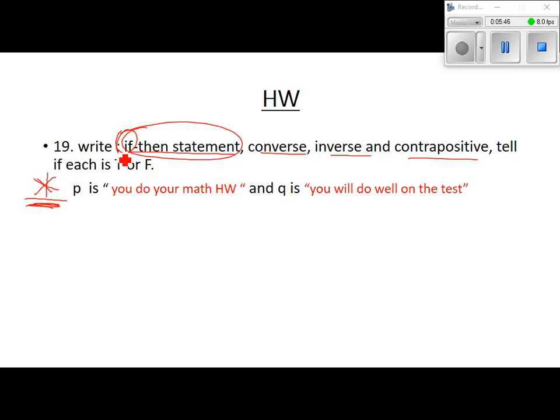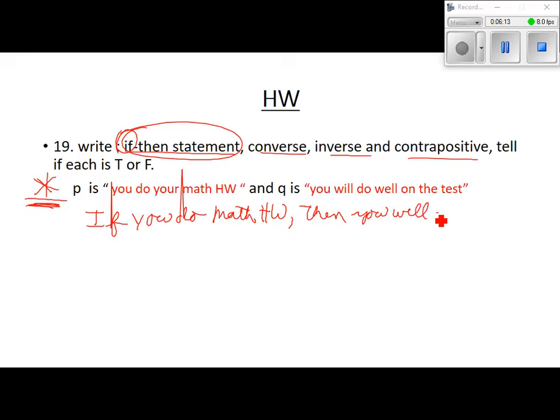On this one, it says, you do your math homework, you will do well on the test. First, let's write it as an if and then statement. So how am I going to write that as an if and then? If you do your math homework, then you will do well on the test. Sorry about my cursive, it's not very good.